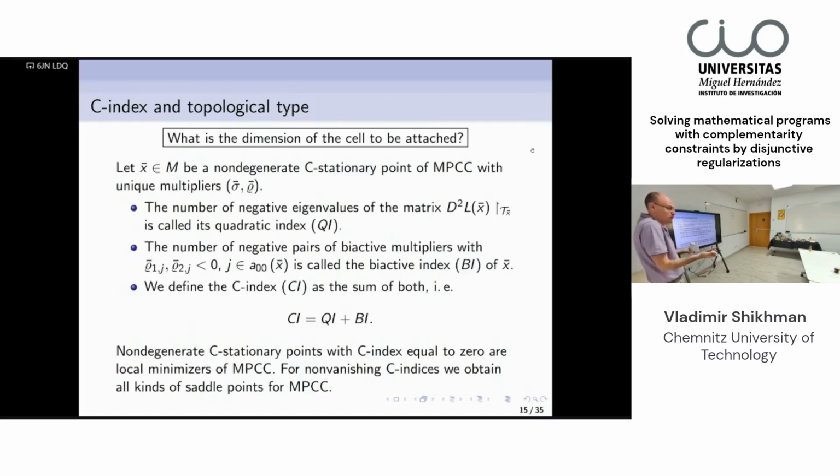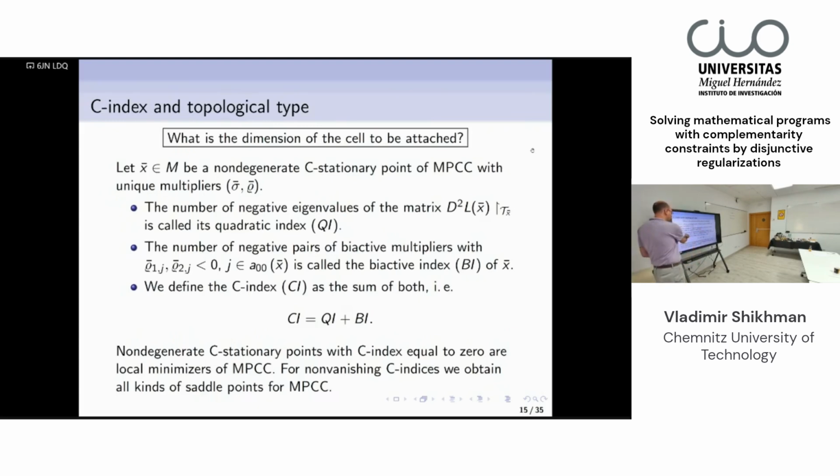It remains, of course. It can happen. And then you need to count the number of negative pairs, just negative pairs. Not all pairs, but just negative pairs of bijective multipliers, just minus minus. Because plus plus gives you a new component, and minus minus gives you this cell attachment.